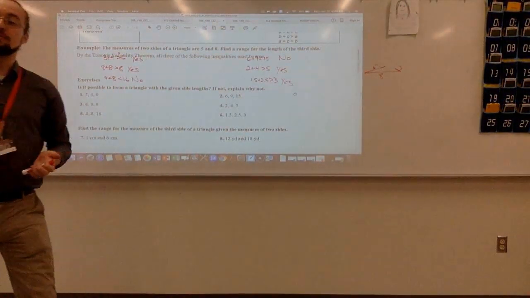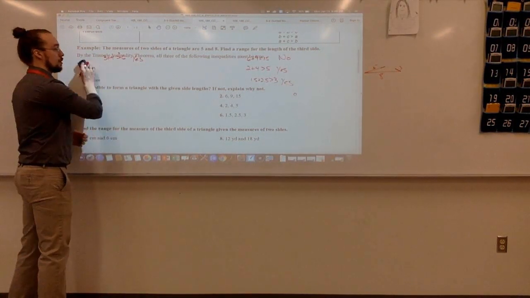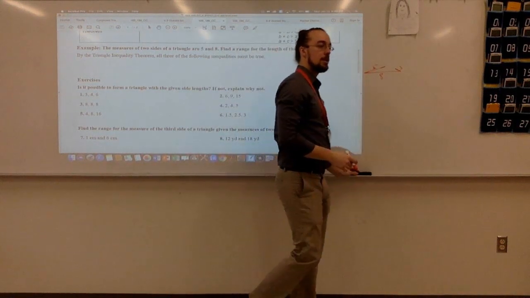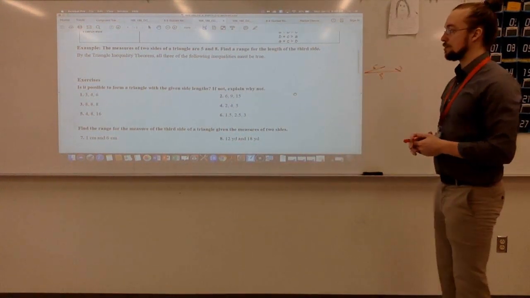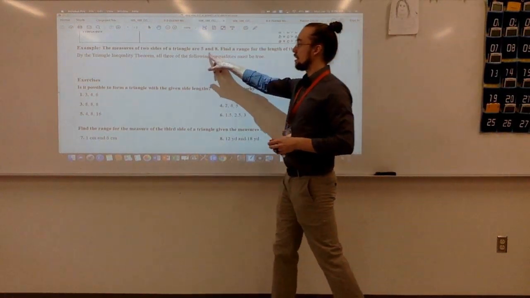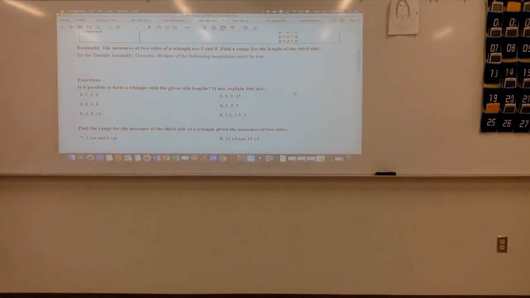a triangle, we want to find the possible ranges for the third side. Okay, so we want to find the smallest it could possibly be and the largest it could possibly be. So if we're given, for this example up here, side lengths of 5 and 8, we want to find the smallest that third one could possibly be and the biggest it could possibly be.